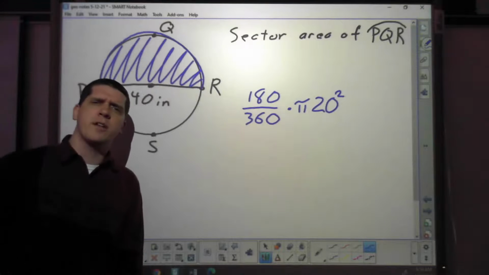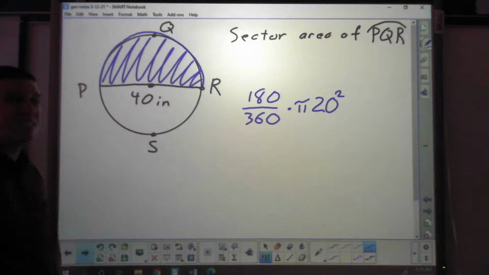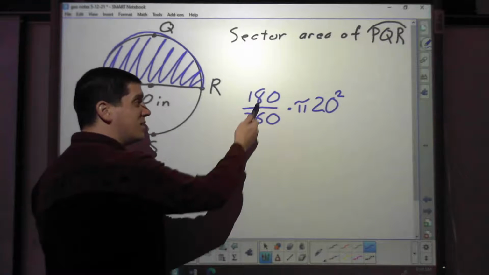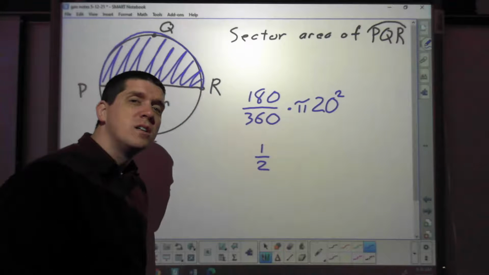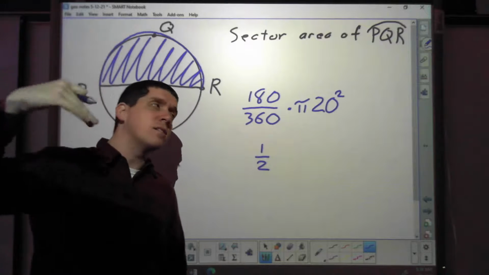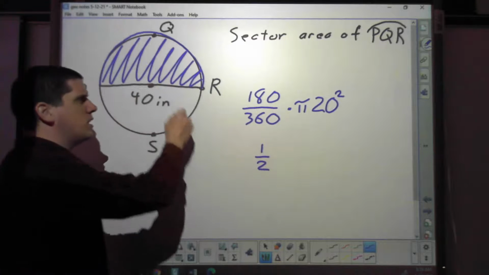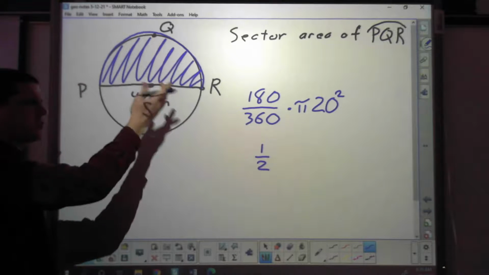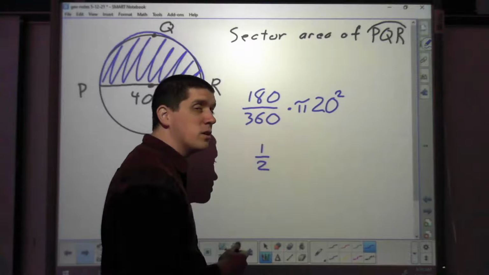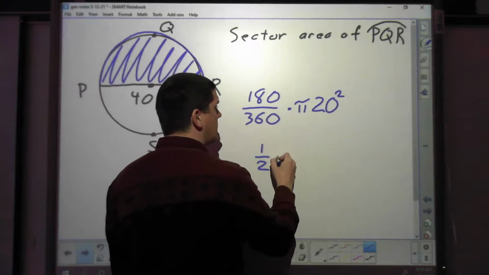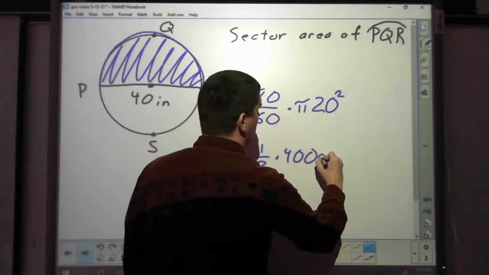Now you might say, well, what was the other way? Well, if that's half the circle, this reduces to 1/2. If you can think about that while you're doing it, then great. I think identifying that, oh, that's a 1/2, yeah, it's half the circle, is just as good as knowing the formula, in my opinion. Times 20 squared is 400 pi.